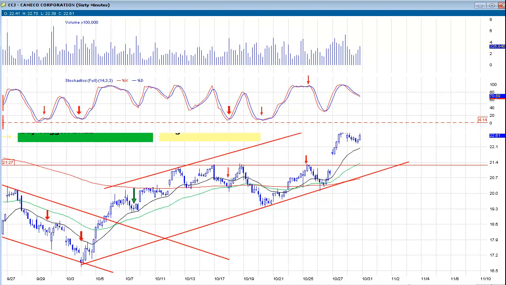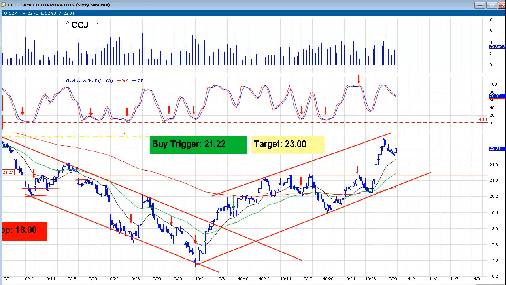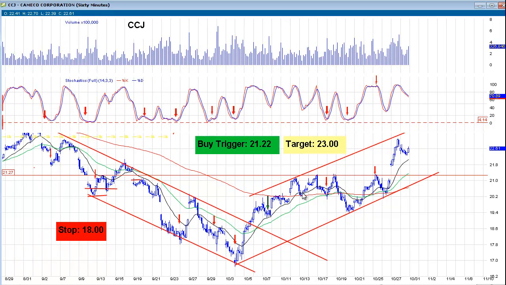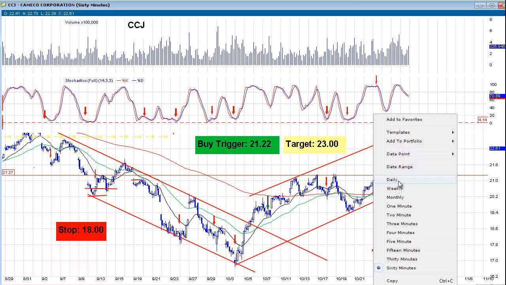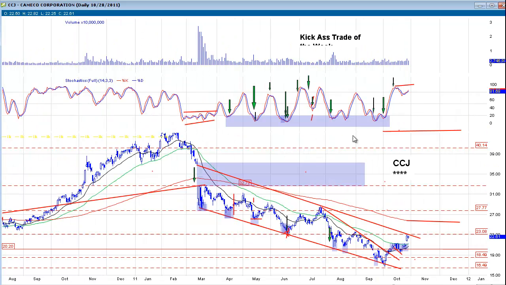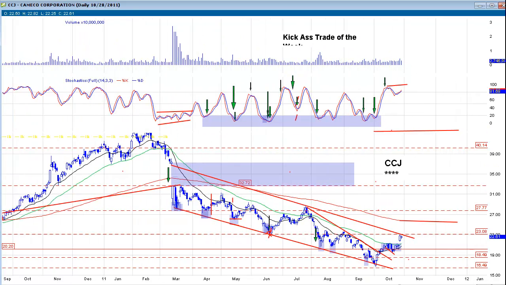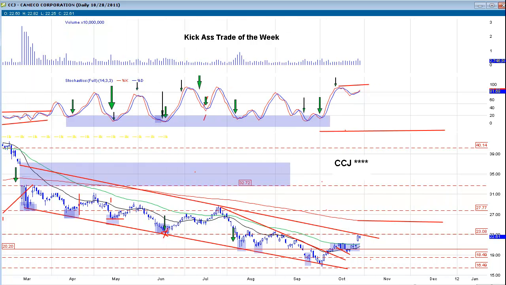All right, now the CCJ, you could also see this was also, I think, the kick-ass trade a couple of weeks ago or last week, but you can see how easy it was to read this chart. We started out on the daily chart, the daily stochastics, and the daily channel here. And here's a great example of a trend line up here. I'm using that 1 through 3 method. We have an extension here, and at this point we only started really noticing it.